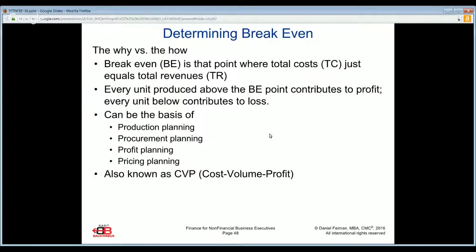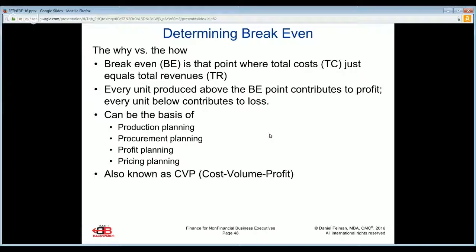But how do you exceed it until you know what it is? The break-even model is a tool that we use to calculate our minimum threshold. It tells us how many units we need to produce to pay for all of our fixed costs and all of the related variable costs. So the very next unit, we know we have to be profitable. And it's really the basis of production planning, procurement planning, profit planning, and pricing planning.